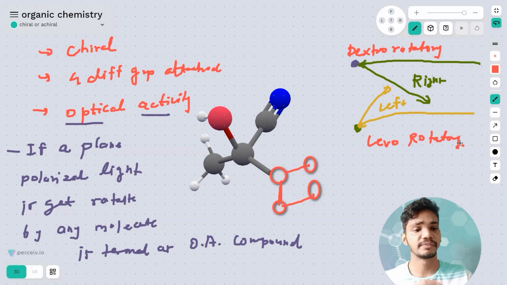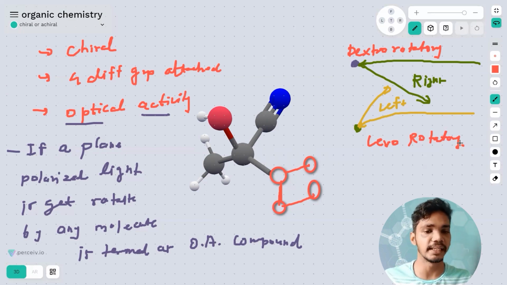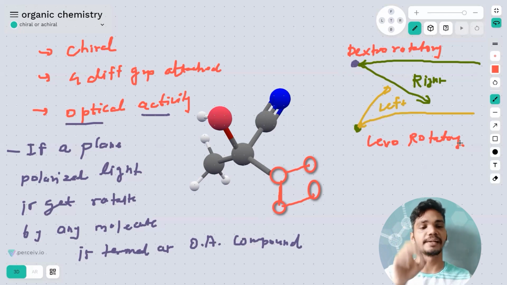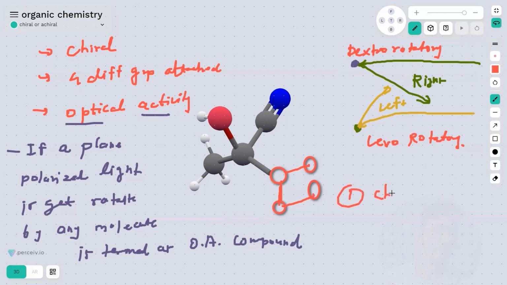But guys, we missed one point that is very important. For any molecule to be optically active, the first most important criterion that has to be followed is chirality. And chirality means it has a center carbon, marked with an asterisk. Asterisk mark means it's a chiral center.